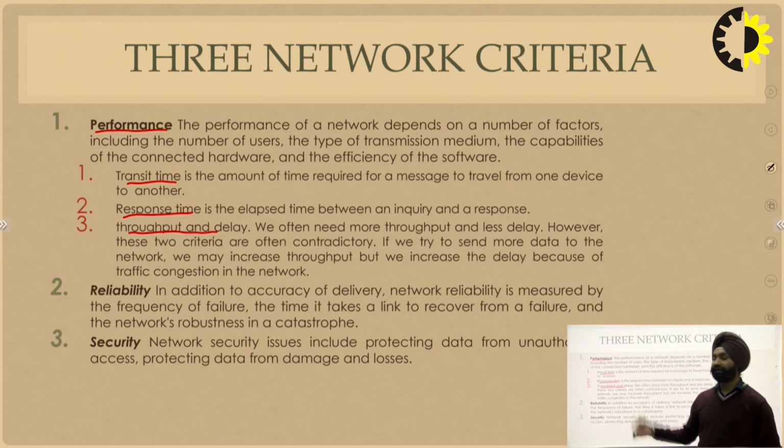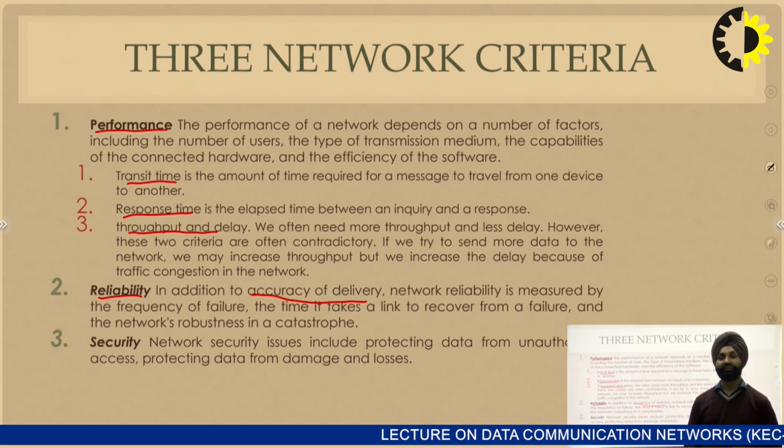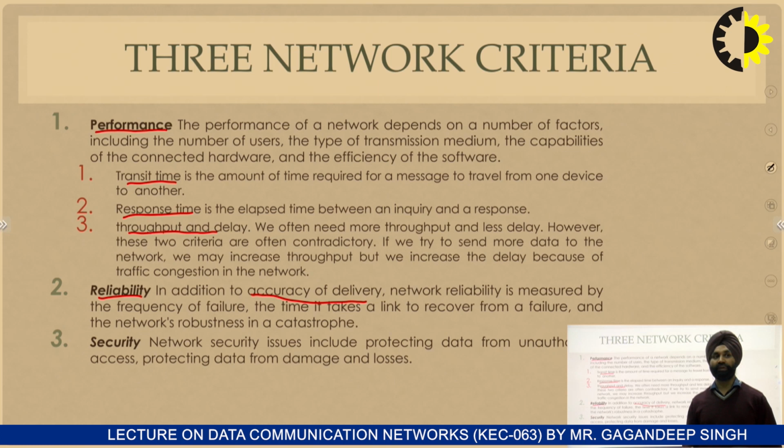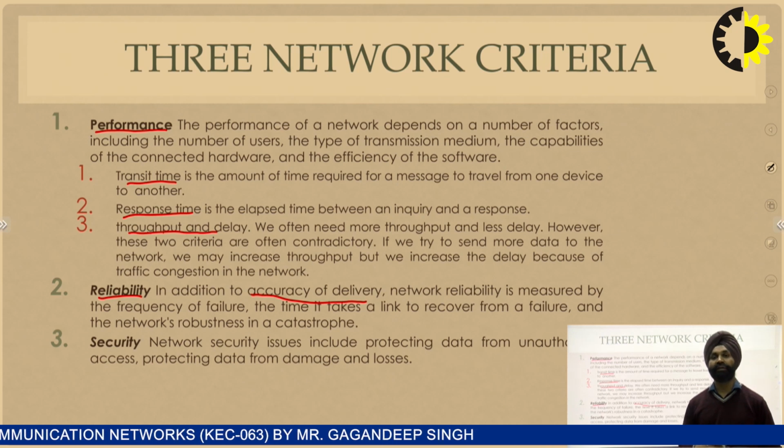These are the basic three performance parameters to measure the performance. Then another parameter to measure the criteria is reliability. Reliability means how accurately our data is being transferred to the destination. That means the accuracy of the delivery is the main reliability. The message should be transferred to the destination, that means there should not be failure in the delivery of the message.